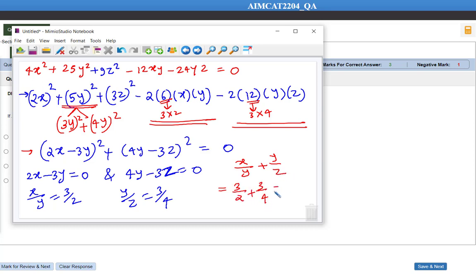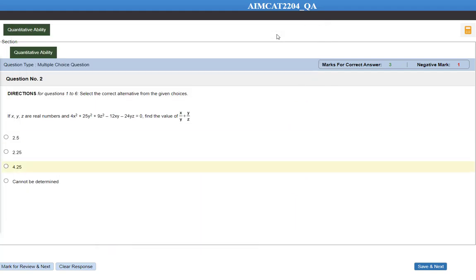If we take 3 common, this is going to be how much? This is going to be 6 by 12. Sorry, 6 by 8. Okay, so this is going to be how much? 3 3s are 9 by 4. 9 by 4 is how much? 2.25. Yes, 2.25. So let's mark 2.25 as the answer and let's move ahead.